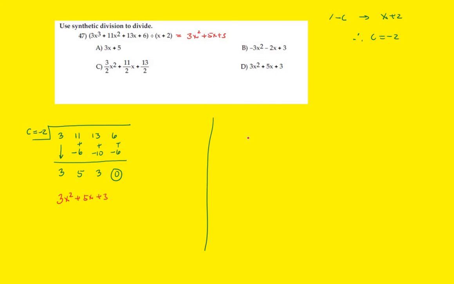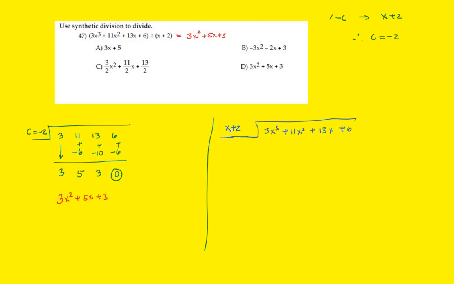Okay, now let's do the long division. In this case, here you're going to put the divisor, which is the one in the denominator, x plus 2. And here goes the dividend, which is all the ones in the numerator: 3x cubed plus 11x squared plus 13x plus 6. Of course, on the test, you're not going to do it both ways. If I say use synthetic division, use synthetic division. But you can do long division if you feel more comfortable. It's up to you guys.